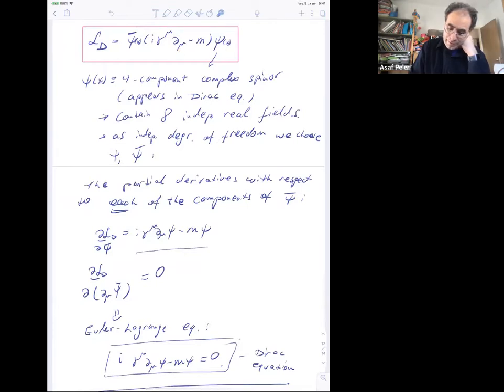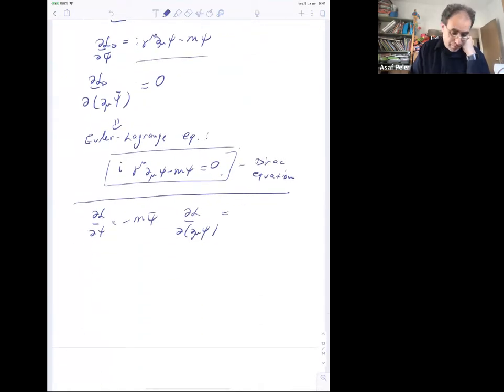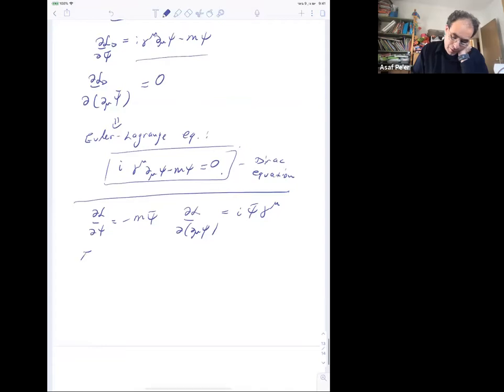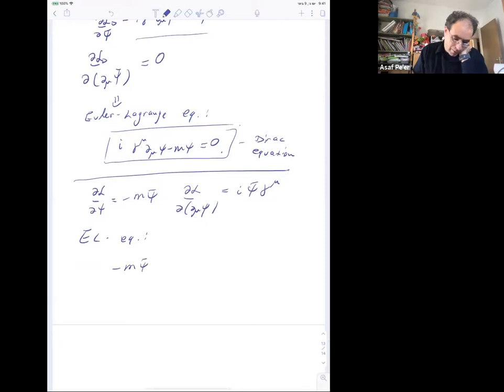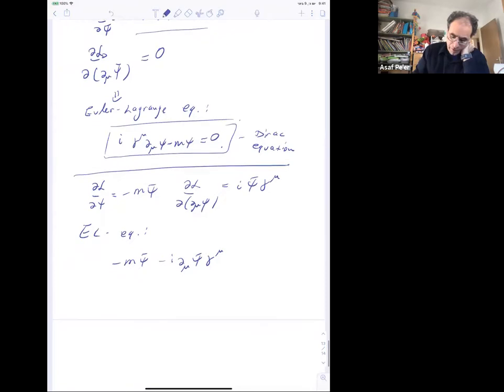We do have a d mu psi, so we have an i psi bar gamma mu. The order does matter because they don't necessarily commute, which means that the Euler-Lagrange equation will simply be minus m psi bar minus i d mu psi bar gamma mu. Again, this is a correct equation, and it really follows from the Dirac equation.